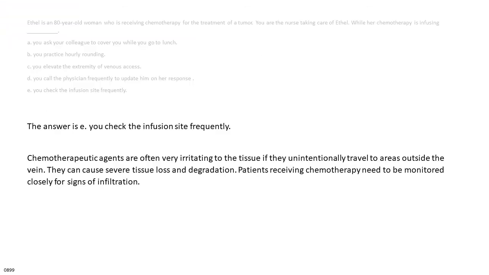The answer is E. You check the infusion site frequently. Chemotherapeutic agents are often very irritating to the tissue if they unintentionally travel to areas outside the vein. They can cause severe tissue loss and degradation. Patients receiving chemotherapy need to be monitored closely for signs of infiltration.